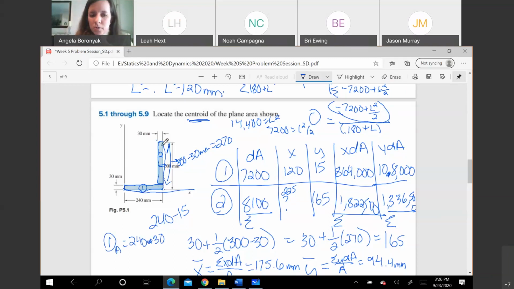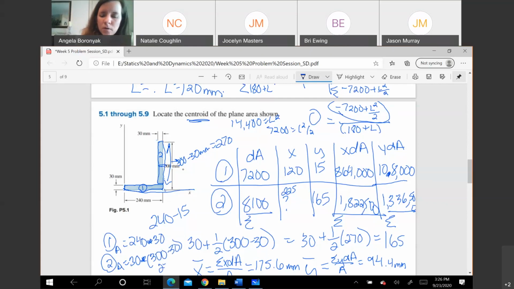Area 2, its length or width here is 30 millimeters, but what's its height? I need it to not overlap with area 1, right? Otherwise, I'm counting this square at the bottom here twice. So this whole length was 300 millimeters. I had to subtract 30 because I used 30 of that height to do part 1's area. Does that make sense? So area 2 ended up being 30 millimeters times not 300, because that would be the total length, but 300 minus 30, or 270.